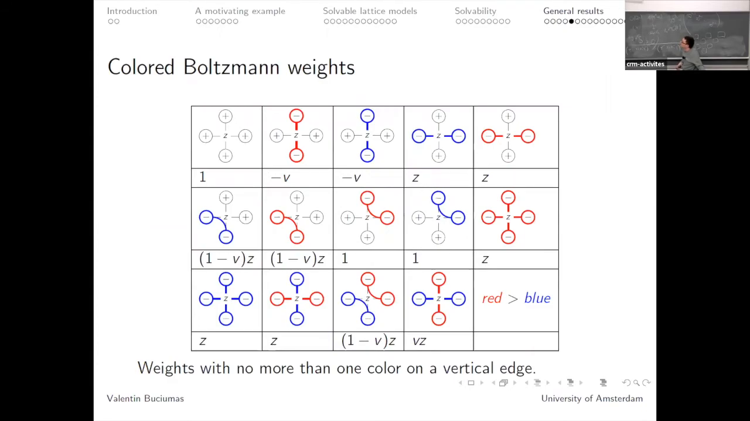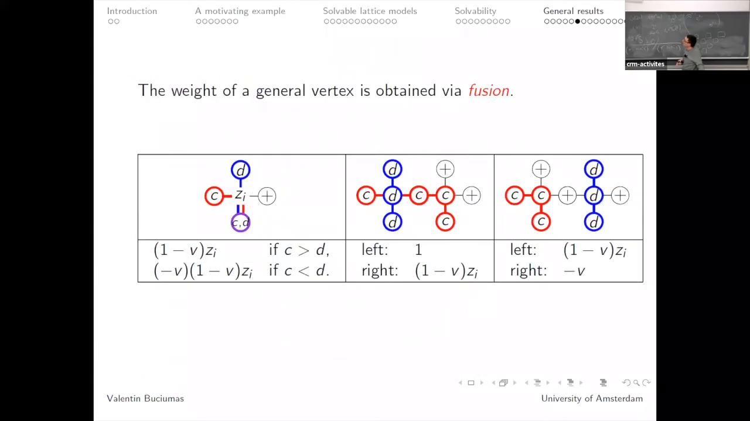These are the Boltzmann weights, which are colored. They are fermionic, meaning on each vertical edge you cannot have more than once the same color. So you can have a blue and a green, but you cannot have red 2 times on a vertical edge. You can obtain the weight of a general vertex via fusion. And the weights are fermionic, as I mentioned.